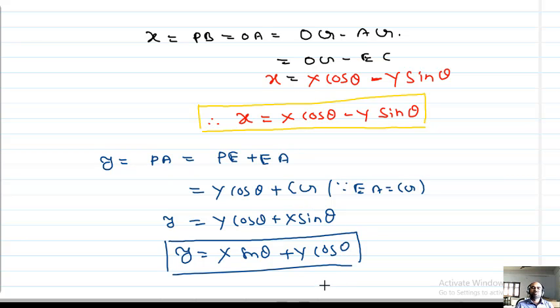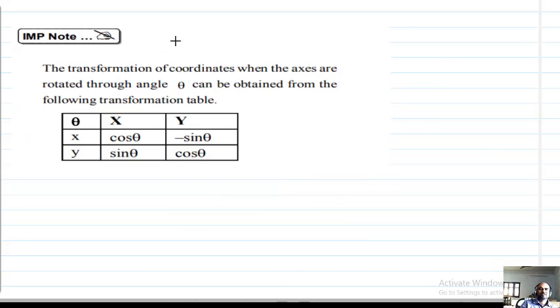We have a table. By using the table, you can remember easily. That's not a big problem. So listen, this is the table. The transformation of coordinate axes when the axes are rotated through the angle theta can be obtained from the following transformation table directly. For example, you want small x and small y. You want small x, I give an arrow like this, and small y you want. So how to write small x? I will write here.